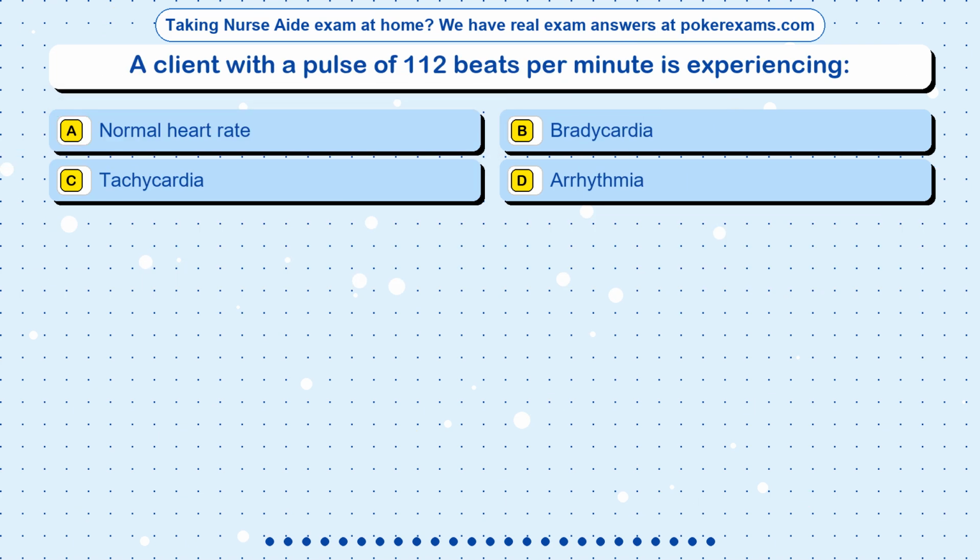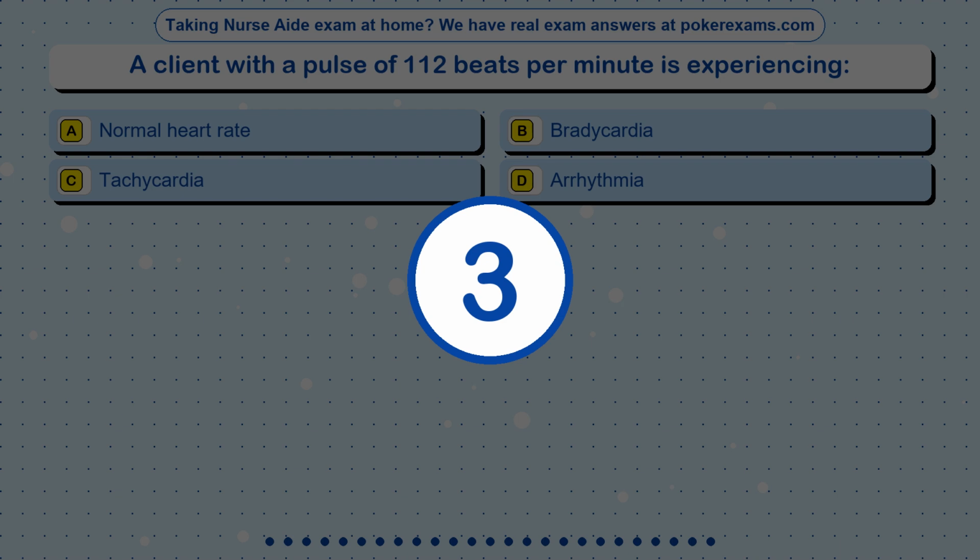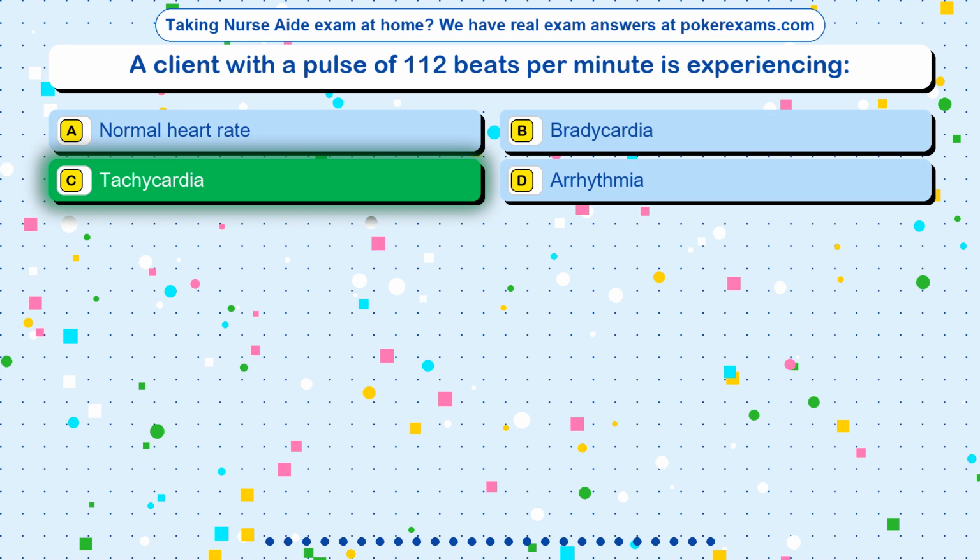Question 8. A client with a pulse of 112 beats per minute is experiencing: Option A. Normal heart rate. Option B. Bradycardia. Option C. Tachycardia. Option D. Arrhythmia. The correct answer is option C, tachycardia.